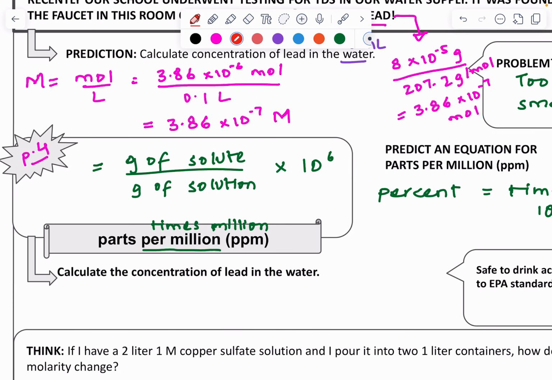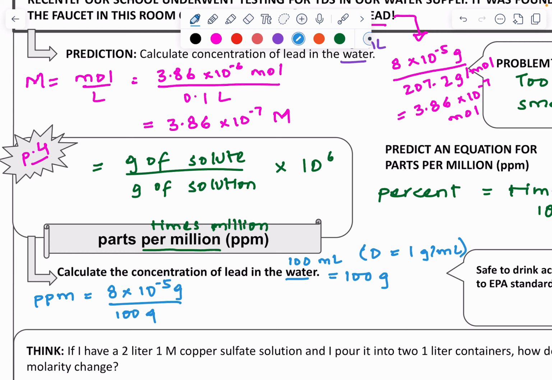So let's go ahead and calculate the concentration of lead in that water sample in parts per million. So I gave you a 100 milliliter sample. The density of water, as we all know, is 1 grams per milliliter. So that means 100 milliliter is equal to 100 grams. And then we already have the grams of lead in the question. So to calculate parts per million, if I put 8 times 10 to the power of negative 5 grams of lead over 100 grams of that solution times 1,000,000, we end up with 0.8 ppm.